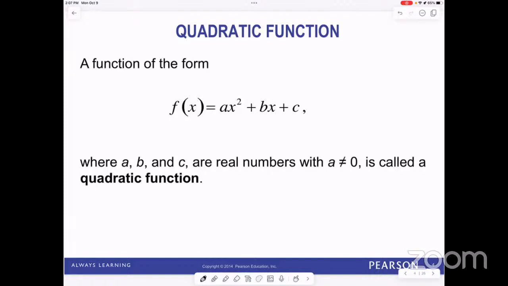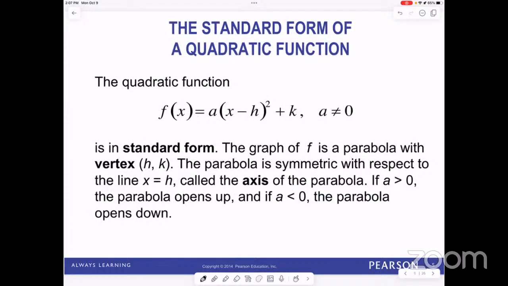So the standard form of a quadratic function. The quadratic function given here, f of x equals a times the quantity x minus h squared plus k, as long as a is not equal to 0, is in standard form. The graph of f is a parabola with the vertex h comma k. The parabola is symmetric with respect to the line x equals h, called the axis of the parabola. If a is positive, the parabola opens up, and if a is negative, the parabola opens downward, right?